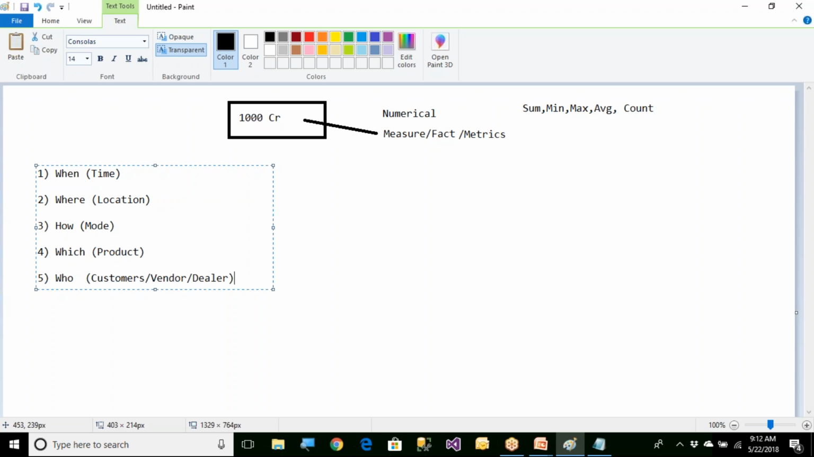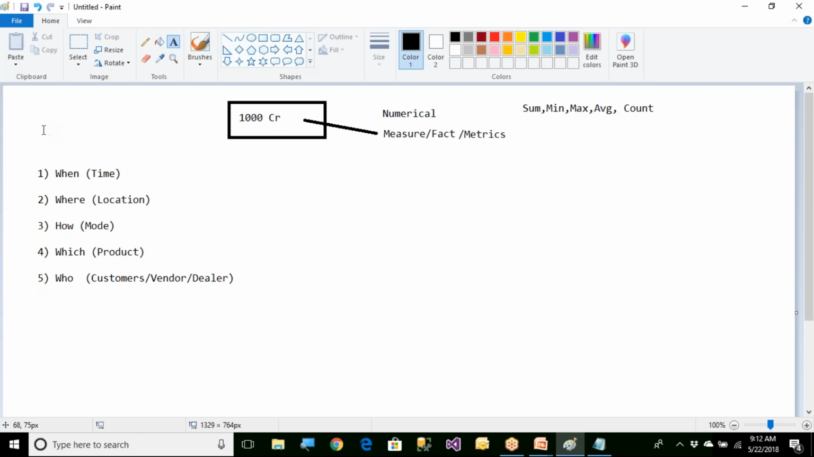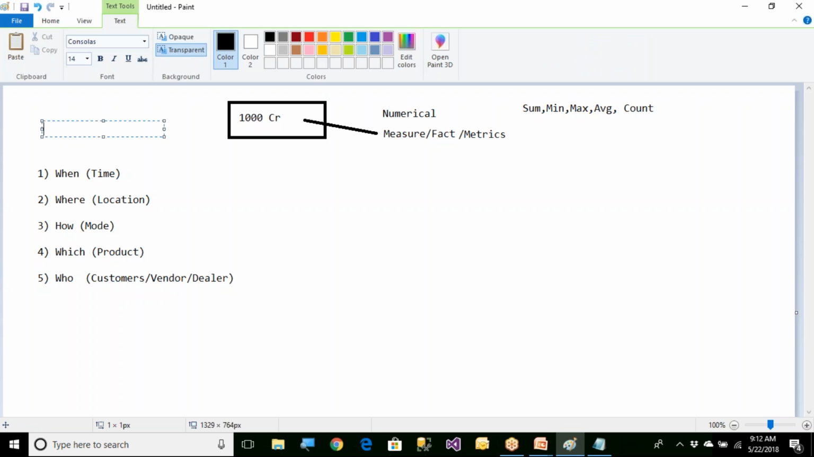All these products from Hindustan Unilever, they wanted to give a lot of revenue, a lot of profits. A lot of sales has been happening through which dealers? When you ask this kind of question, you will be able to get a lot of data. This data is called string data, or these are called dimensions.